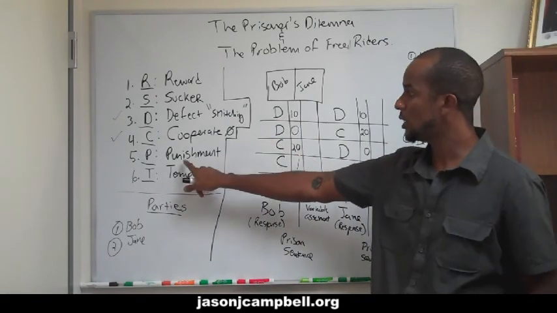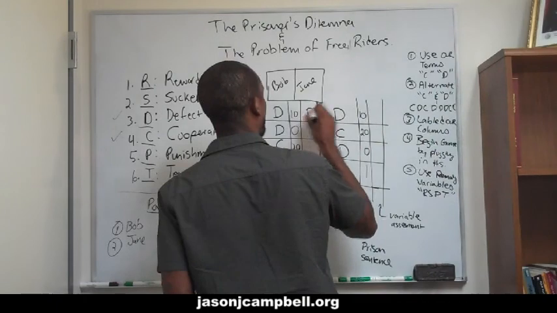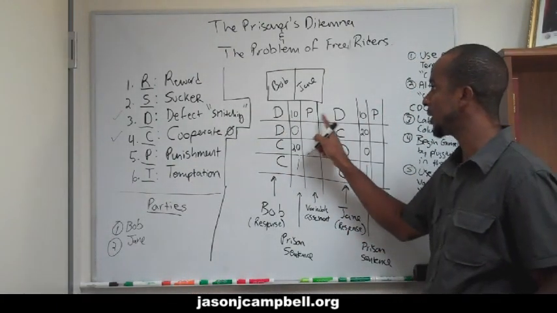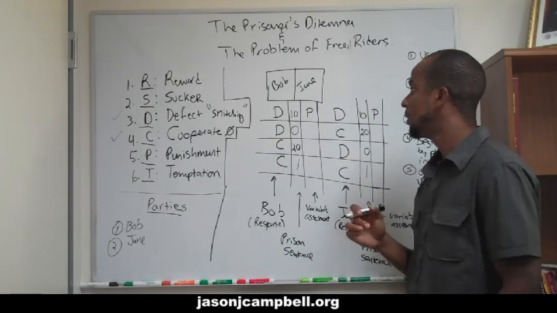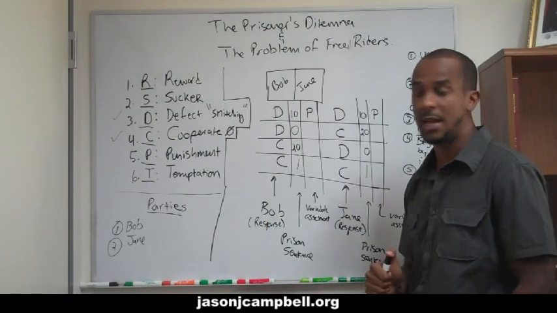So anytime we see two defections, we insert P. So we'll put P here, and we put P here. Anytime both parties defect, we label that action, two defections, as punishment. And they're being punished basically for ratting out the other guy.